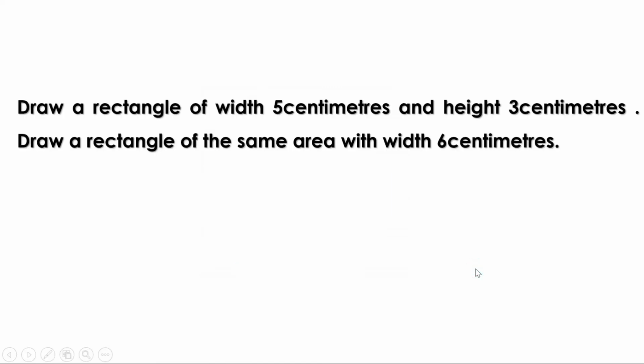Draw a rectangle of width 5 cm and height 3 cm. Draw a rectangle of the same area with width 6 cm. This is a part of the second problem on page 67. First of all, we have to draw a rectangle of width 5 cm and height 3 cm. That means we have to draw a rectangle of length 5 cm and width 3 cm. At first, let us draw a line of length 5 cm.